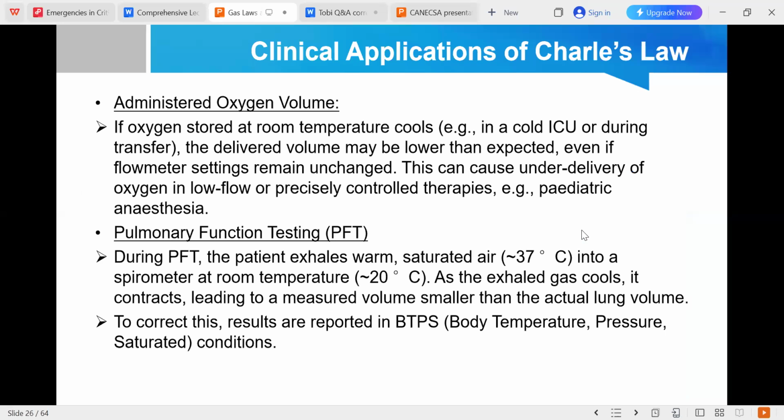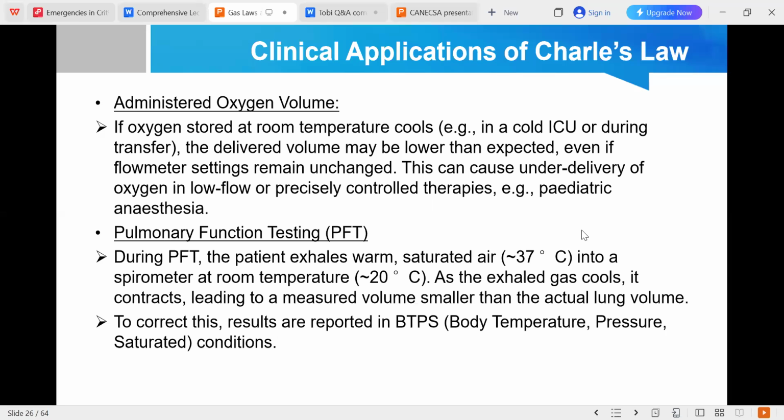Another clinical implication of Charles' law is that if you store oxygen at a low temperature, especially in the ICU environment or during transfer, the delivered volume will be lower than expected, even if you have the same flow meter settings, maybe you set it at 4 liters per minute. But because of the reduced temperature, the volume of oxygen being delivered will be lower.